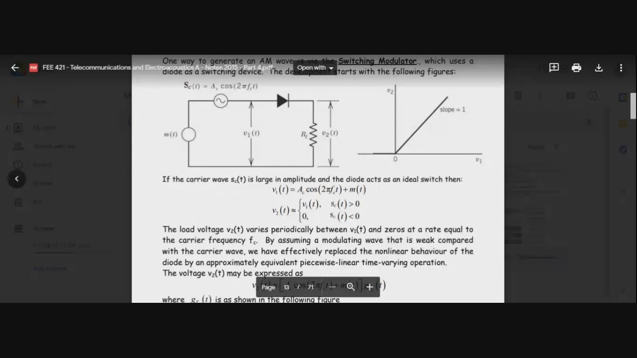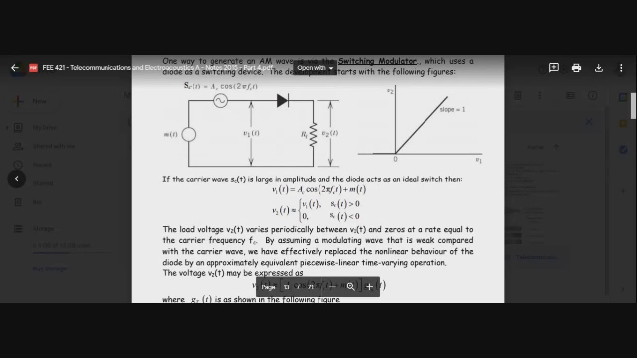So when the carrier is positive, the input to the diode is positive, and when the carrier is negative, the input to the diode is negative. We're making that assumption. If that's not the case, you just select the amplitude A_c sufficiently large to make this the case. So V2 is equal to V1 when the carrier is positive, and is equal to 0 when the carrier is negative.